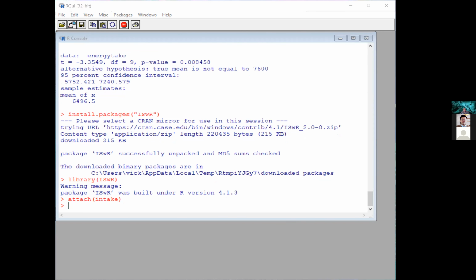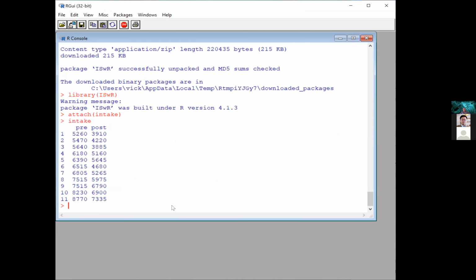And we're going to make sure intake has been successfully loaded. So pre versus post. That's your data set. You got 11 samples of each.